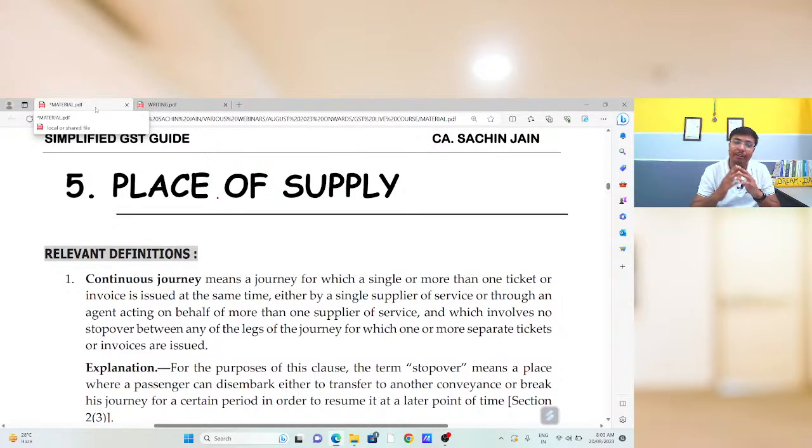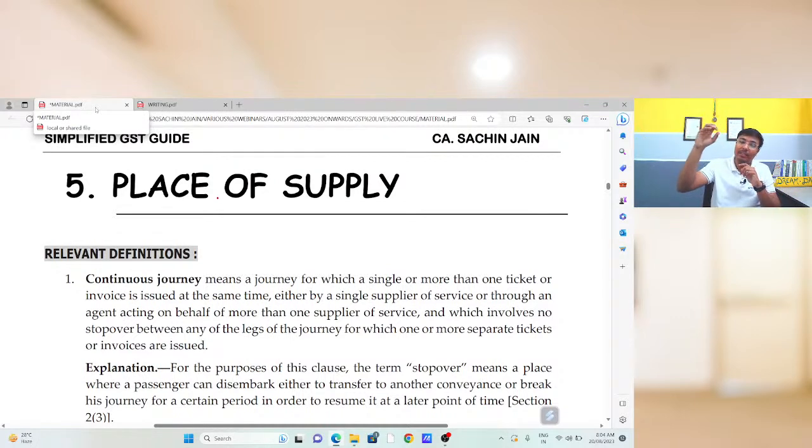Okay, after that we started our discussion on the very basic definition and theme of GST, that is supply, Section 7 of the CGST Act. After that we started Section 8, that is composite and mixed supply. Section 9 talks about the charging section and Section 10 talks about the composition scheme. There are two schemes for taxability, one is the composition scheme and another is the regular scheme.